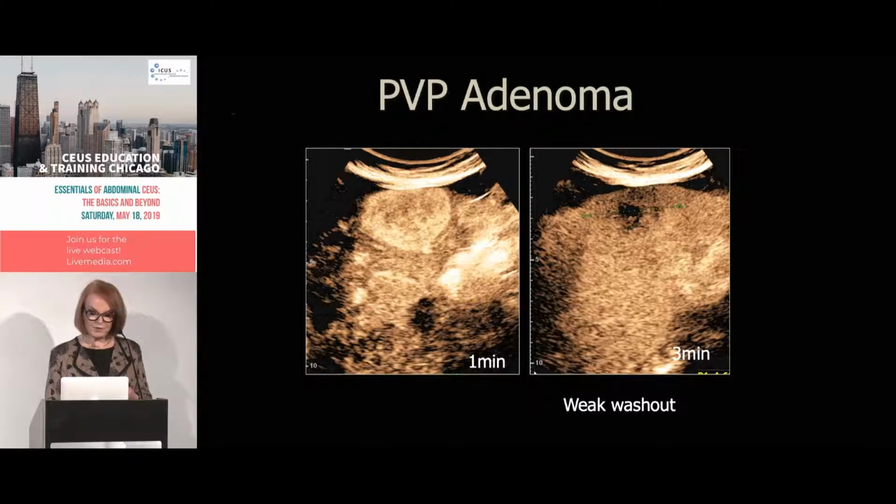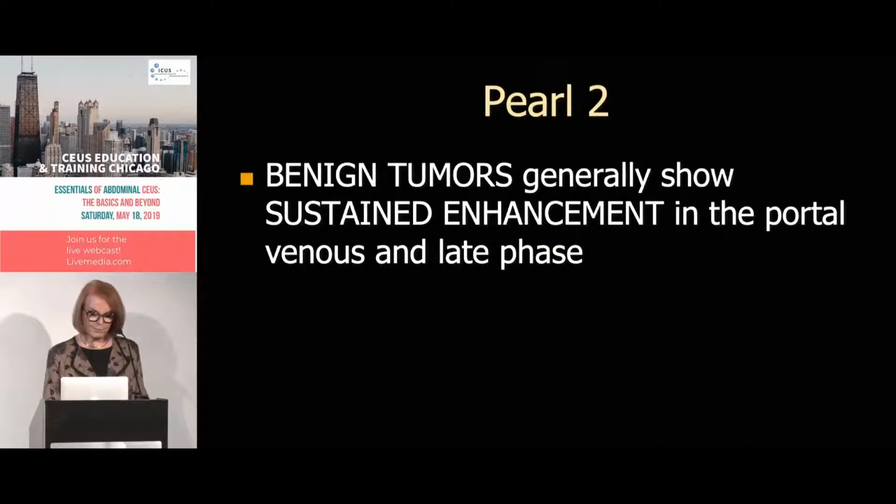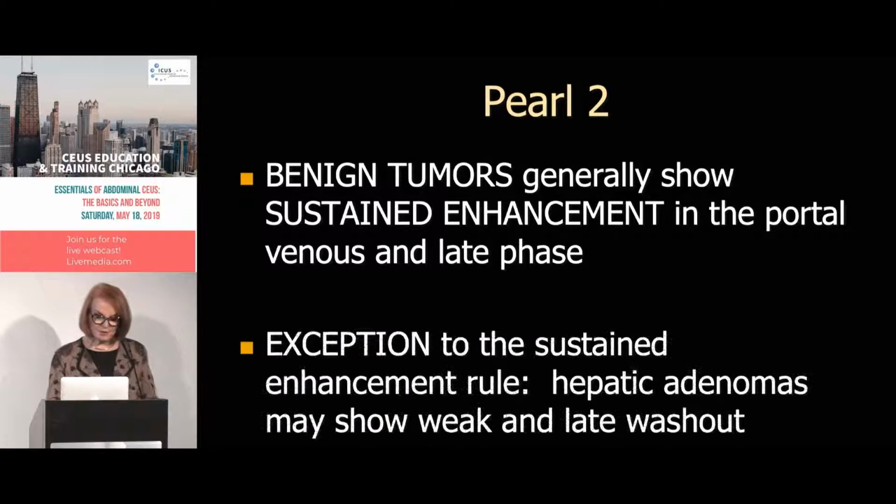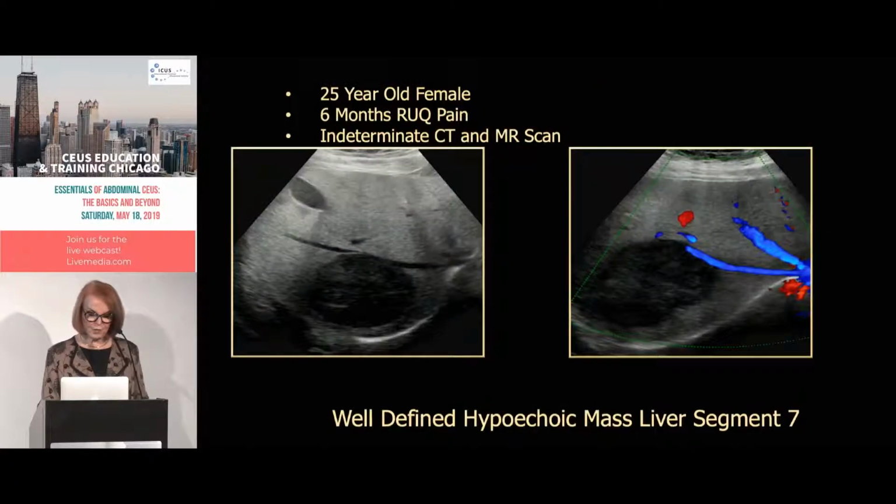And so, of course, with lesions like this, once they reach 5 centimeters in size, for example, it will be removed surgically in any case. Now, pearl number 2 is that benign tumors generally show sustained enhancement in the portal venous phase. And what's the exception to that? The exception is hepatic adenomas, and they are benign, but they show late and weak washout.